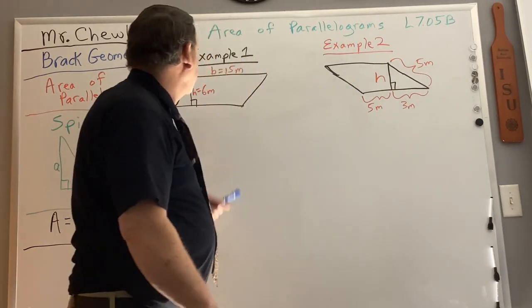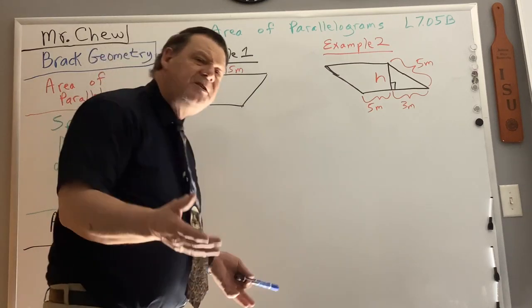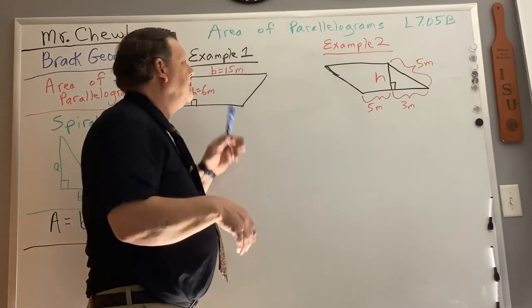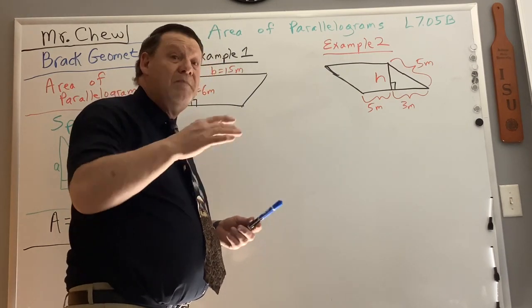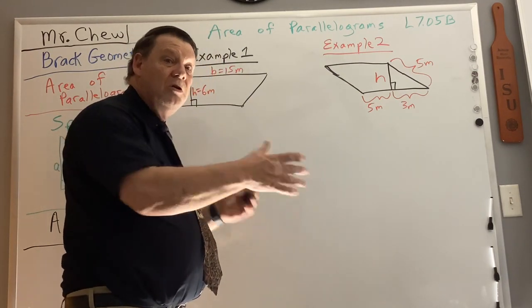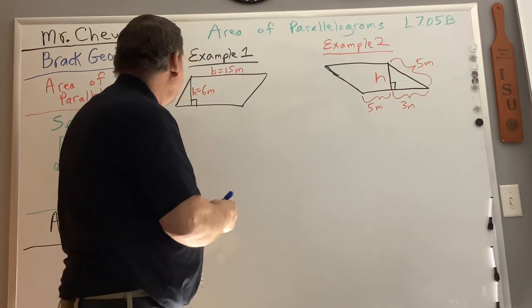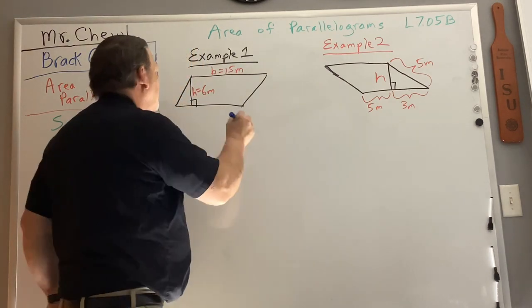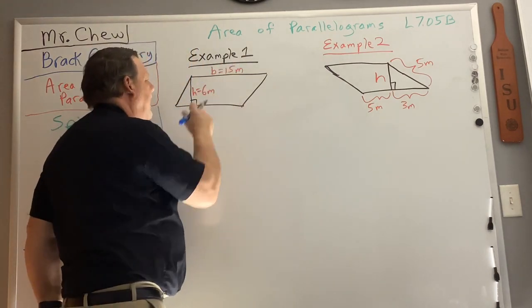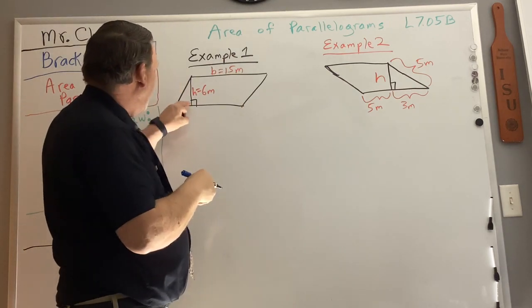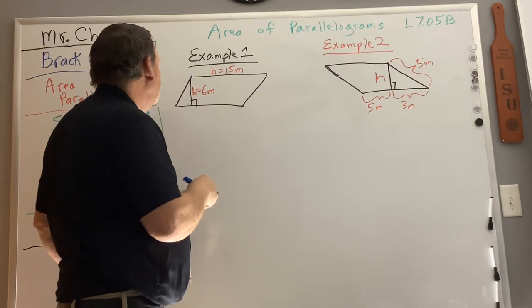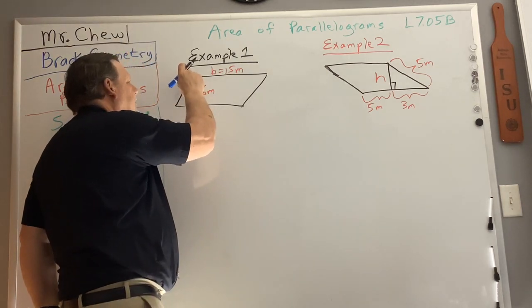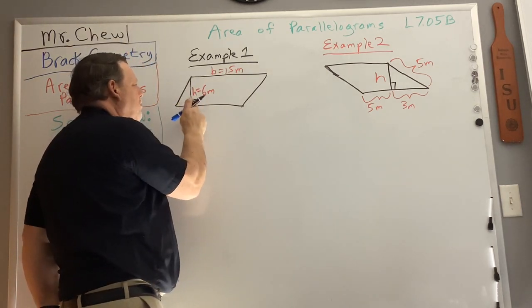So let's go ahead and get started with example 1. It's just a basic example. And then example 2 makes you use geometry to find the dimensions to use the area formula. So we have a base and a height. The height is always the perpendicular distance between the two bases. So you always come up from a vertex here and down. Perpendicular means a right angle.